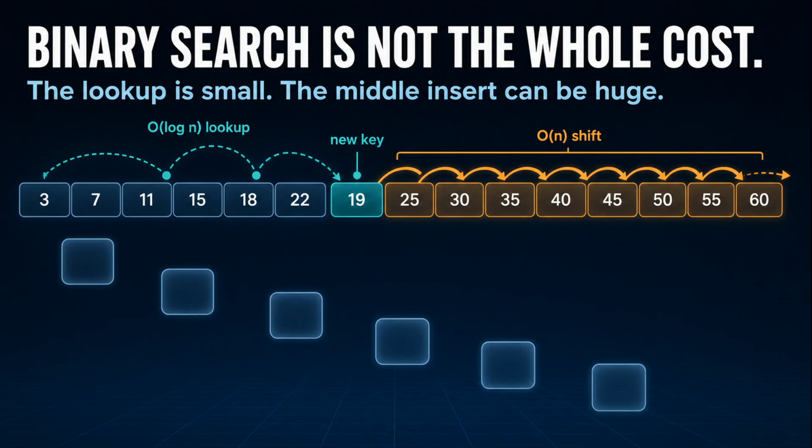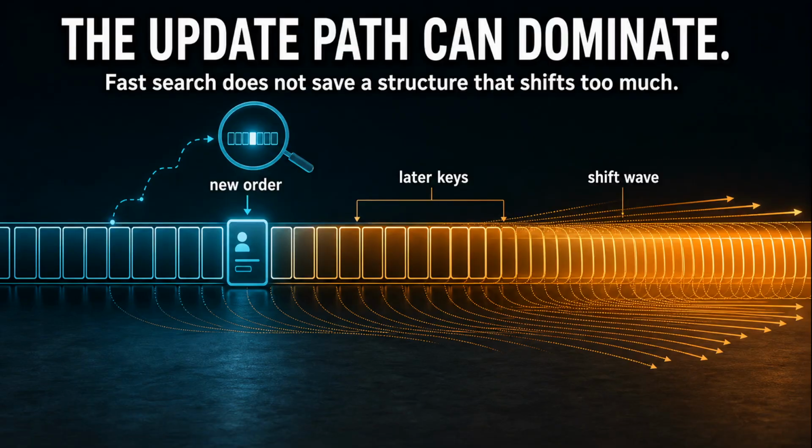Start with the simple version. If keys sit in a sorted list, a point lookup can use binary search in O(log n). That is excellent. But inserting one new key can mean sliding half the array over by one slot. Yeah, and that's the catch. The search path is tiny, but the update path can be huge.